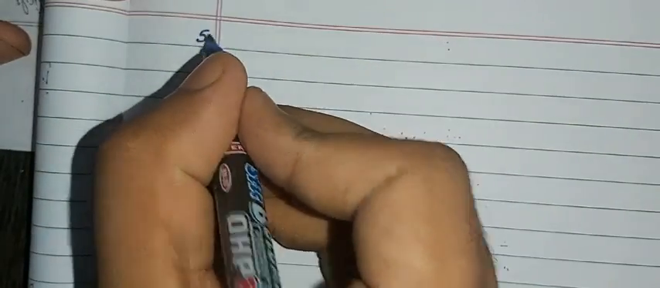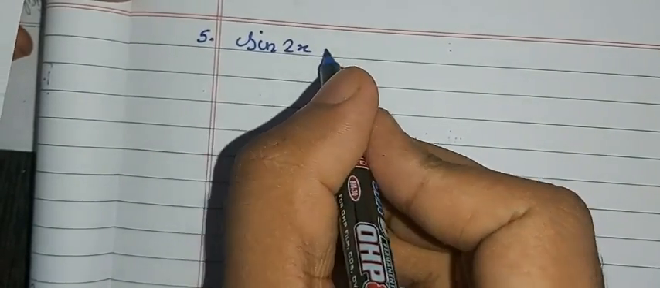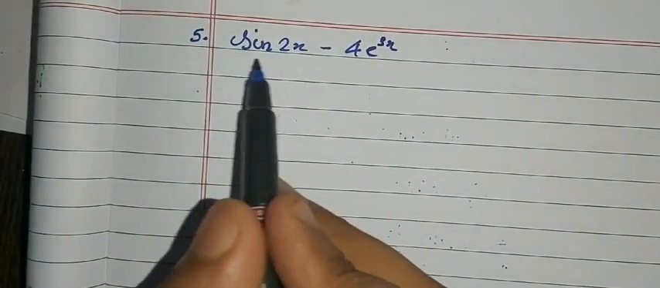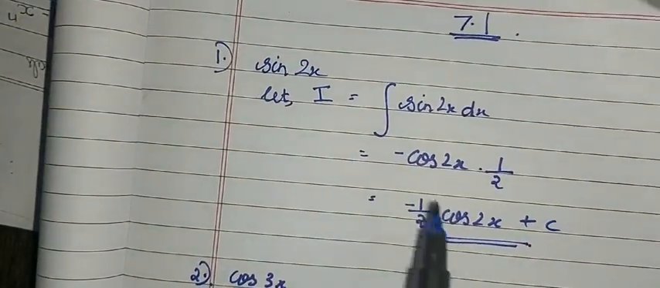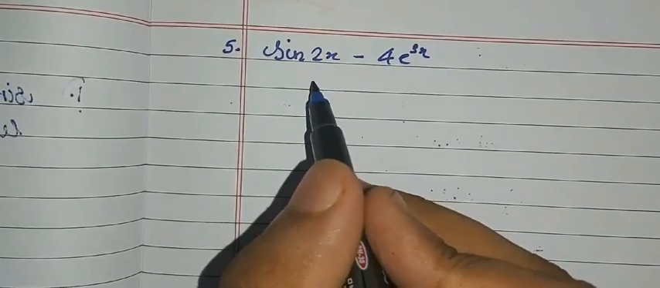Now let us move into the fifth question, the final question of this type. So here we write question number 5, sine 2x minus 4 e raised to 3x. Sine 2x we have done already before in the same exercise. I will show it to you. Sine 2x, so we have got it as minus half cos 2x.